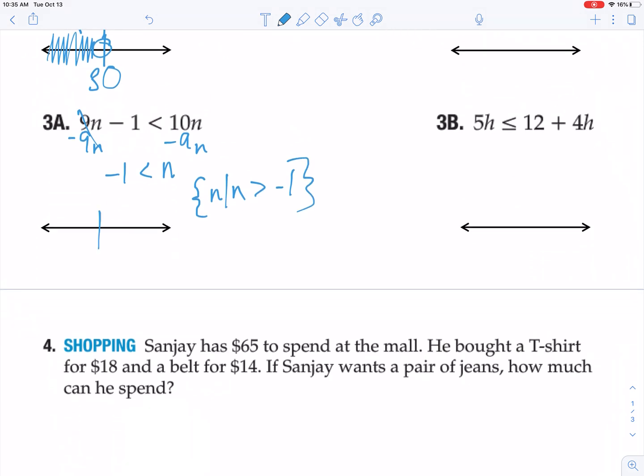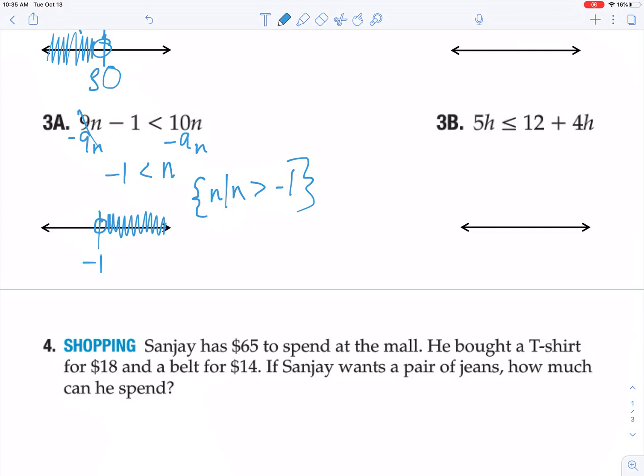So put your line. Is this a circle or a dot? It should be a circle. Extra ink, extra ink. It does not equal this negative 1 value. And it says that n is bigger than negative 1. Numbers bigger than negative 1 would be 0, 1, 2, 3. Those numbers are on the right.